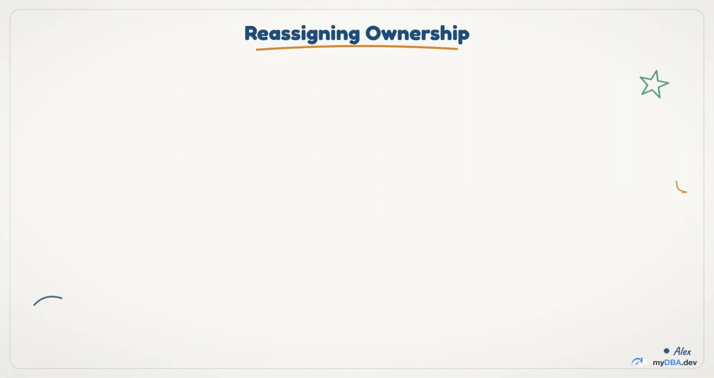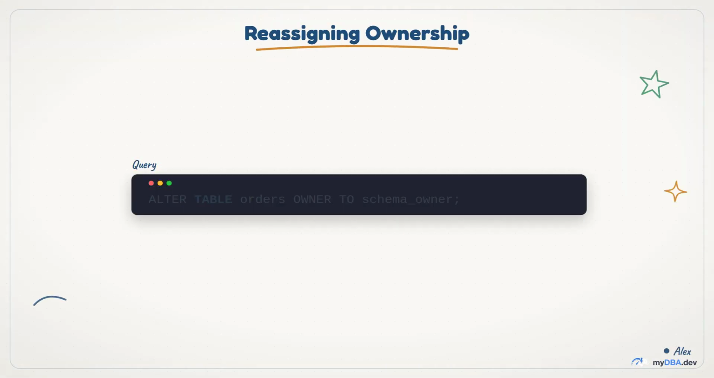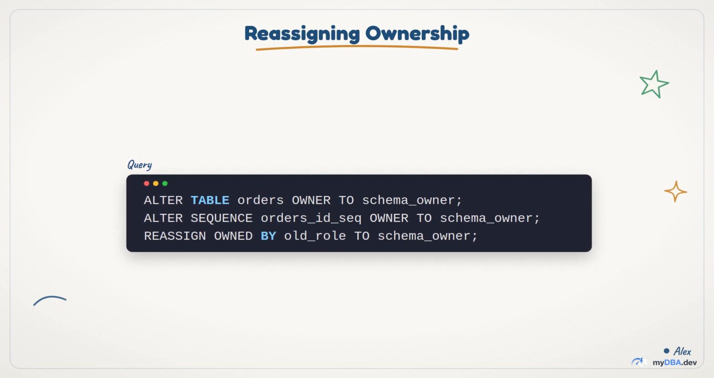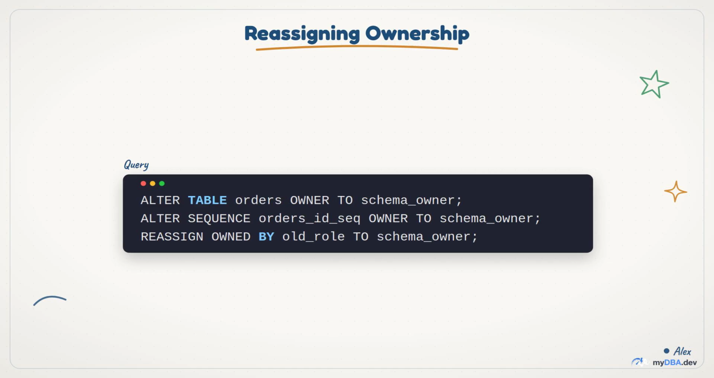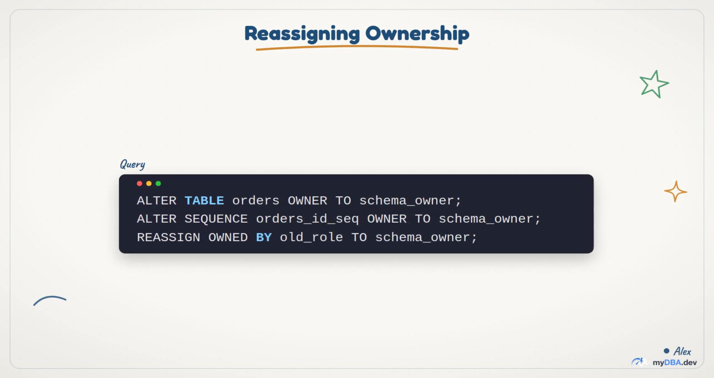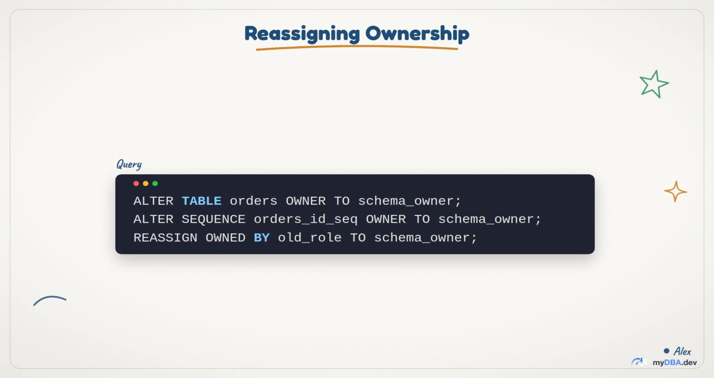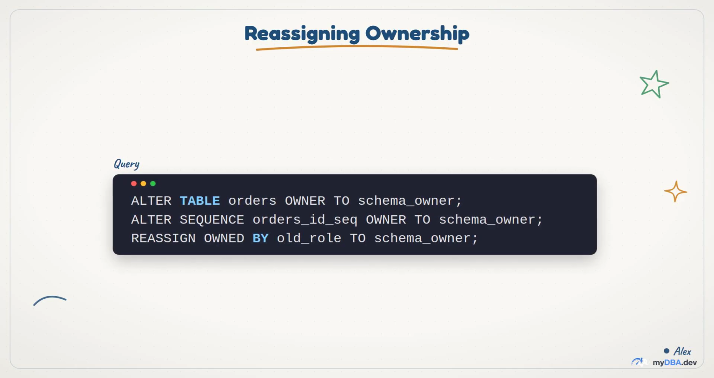You can change ownership object by object with alter table and alter sequence, or use reassign owned by to move everything owned by one role to another in one shot. This is especially useful when you're consolidating after a migration.